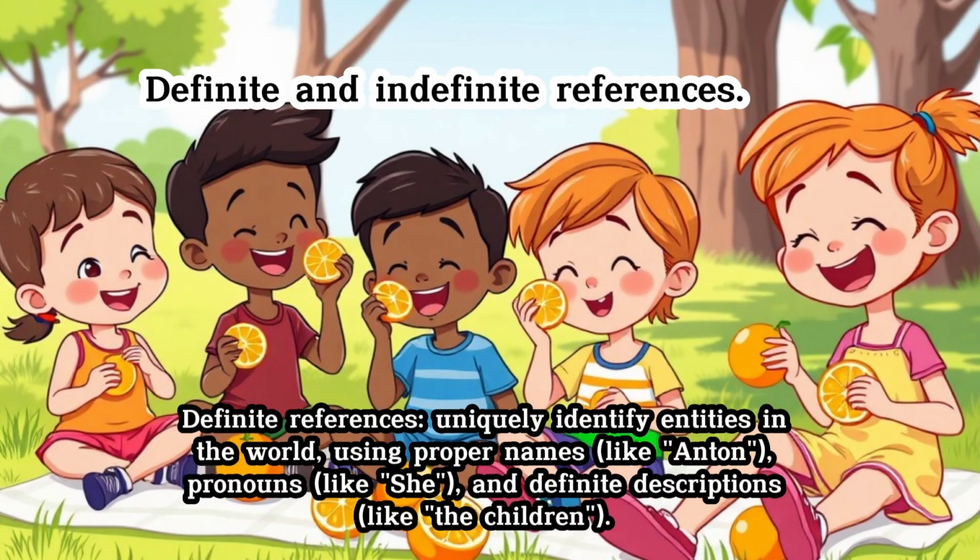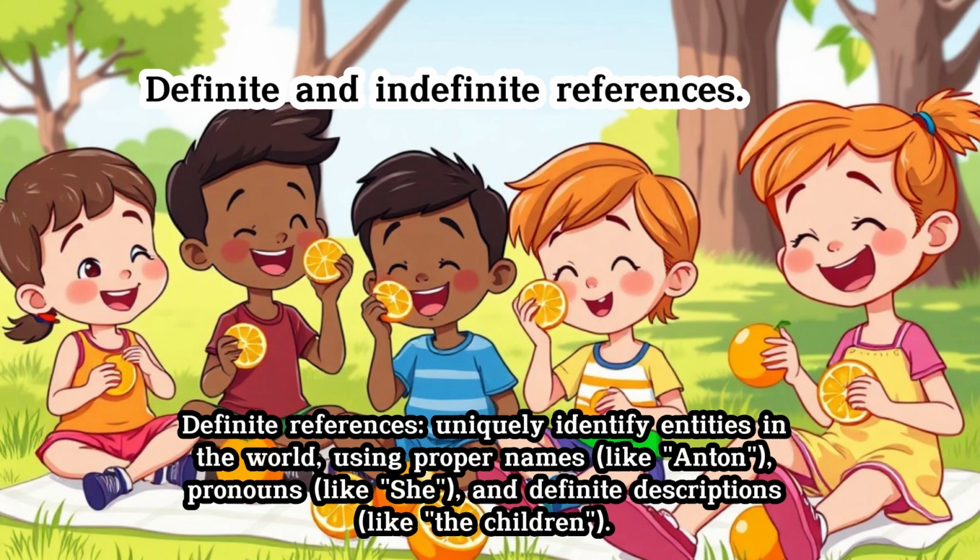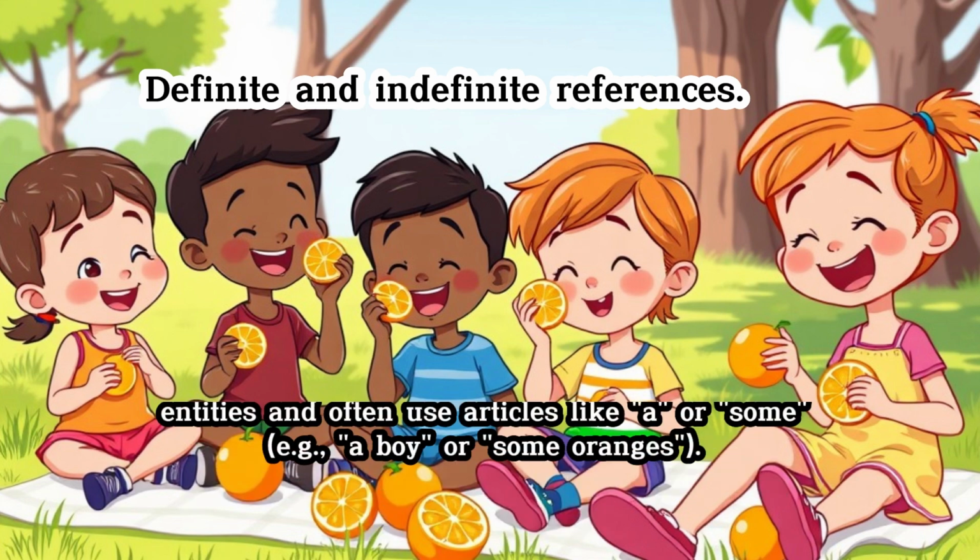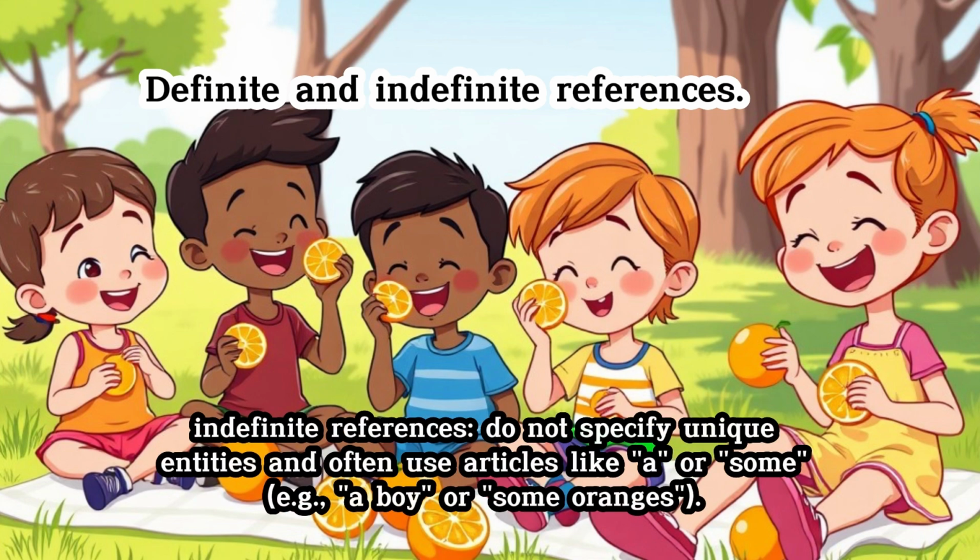Definite references uniquely identify entities in a world, using proper nouns like Anton, pronouns like she, and definite descriptions like the children. Indefinite references do not specify unique entities and often use articles like a or some. For example, a boy or some orange.